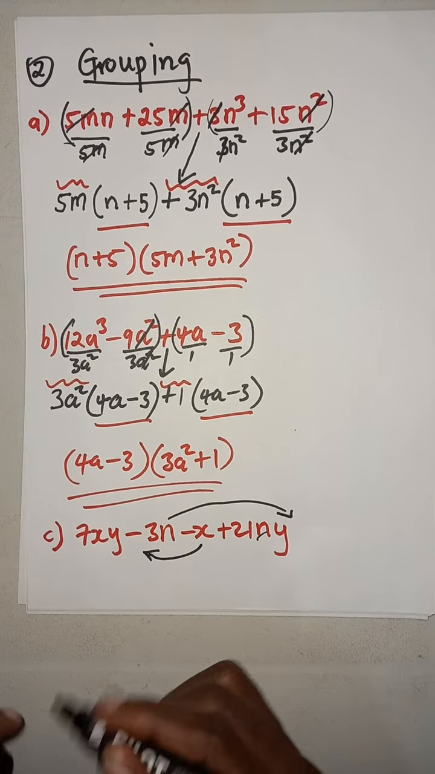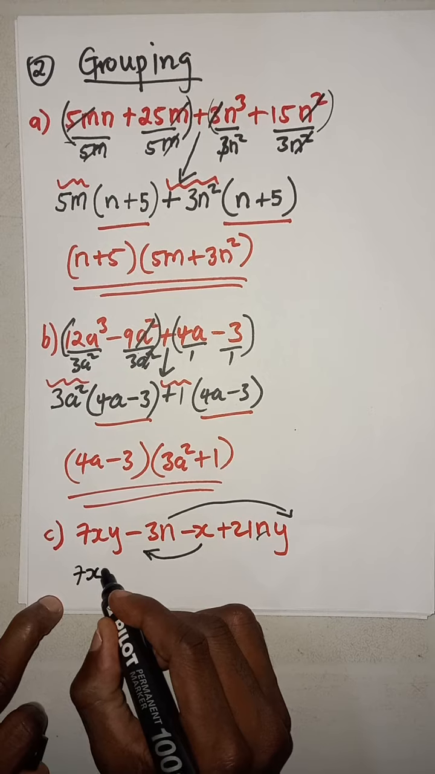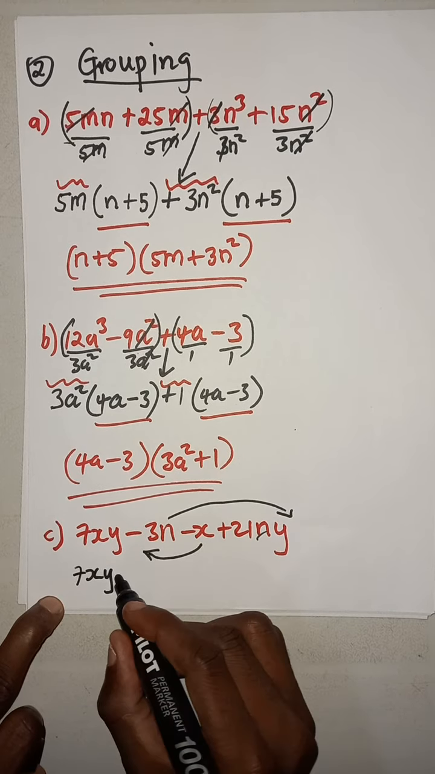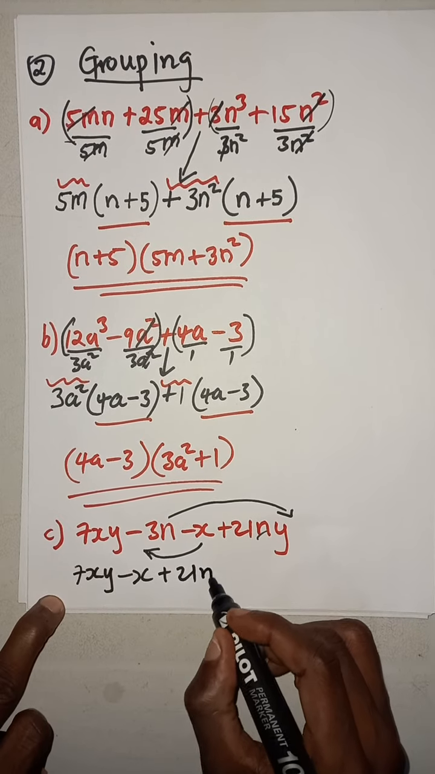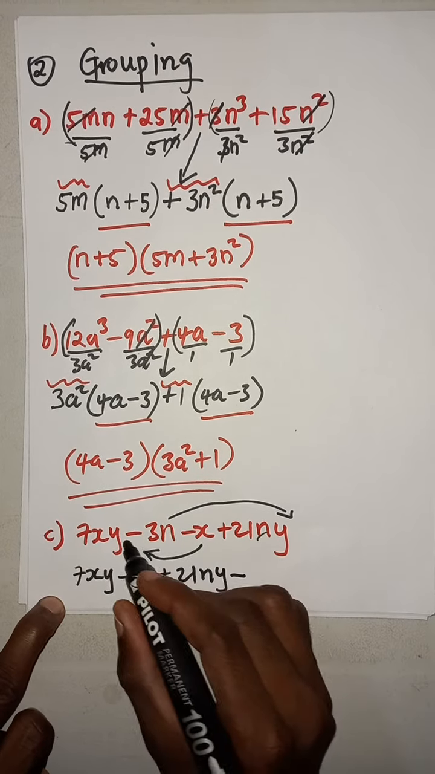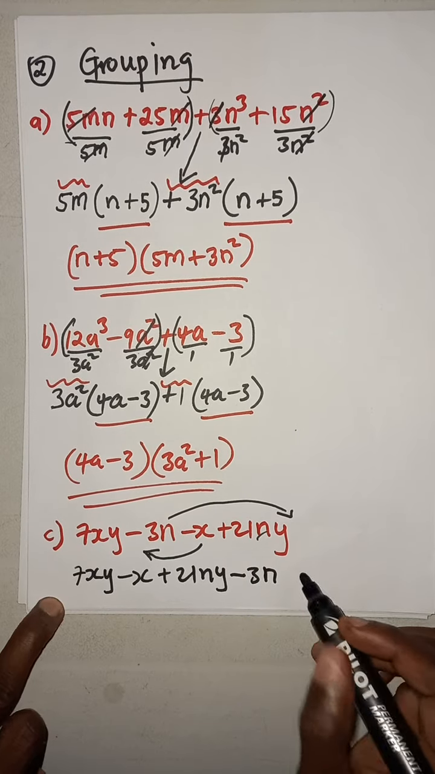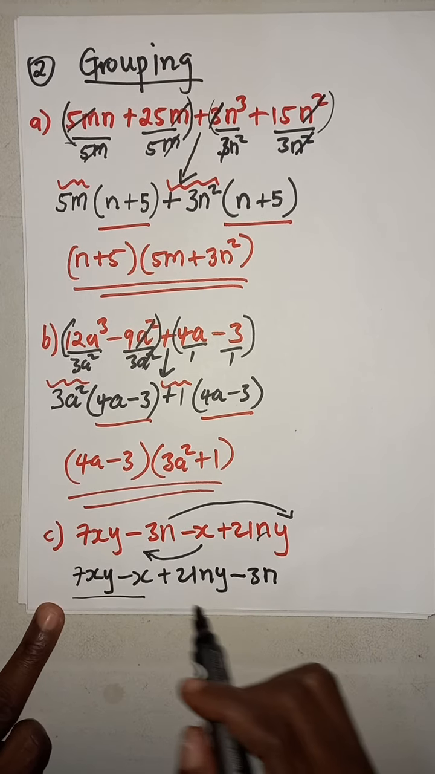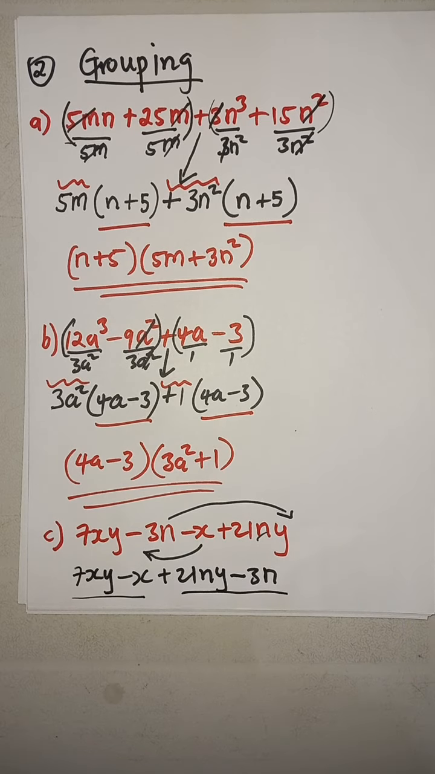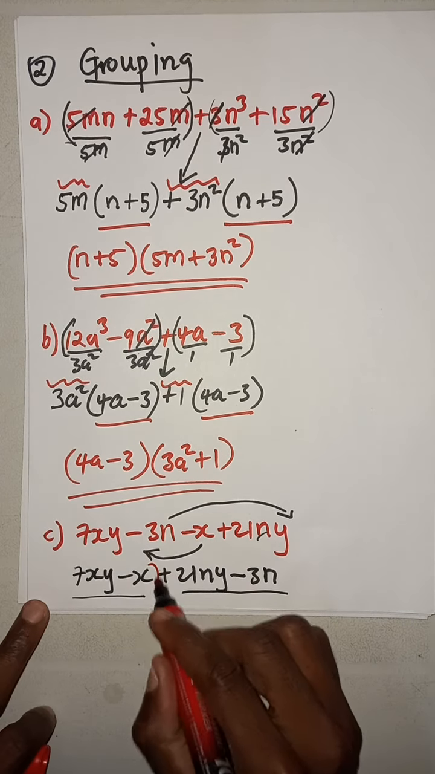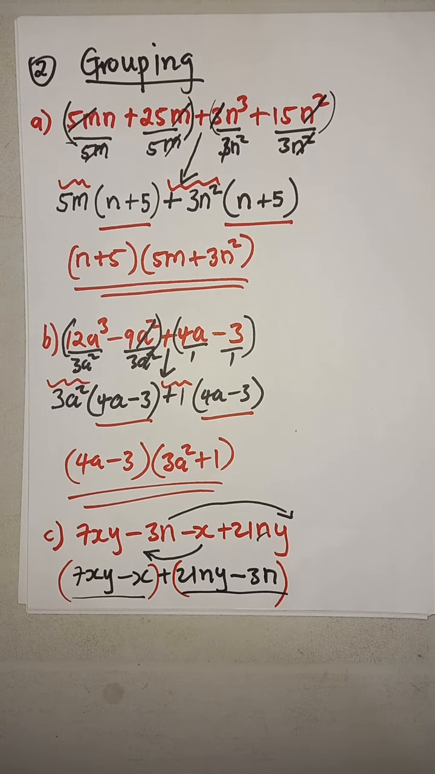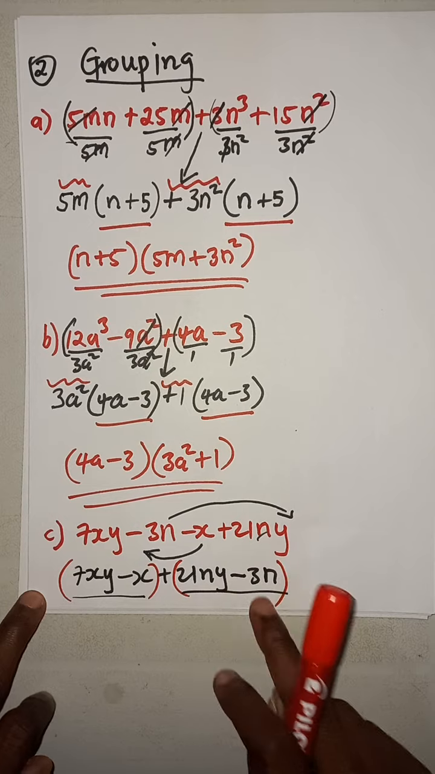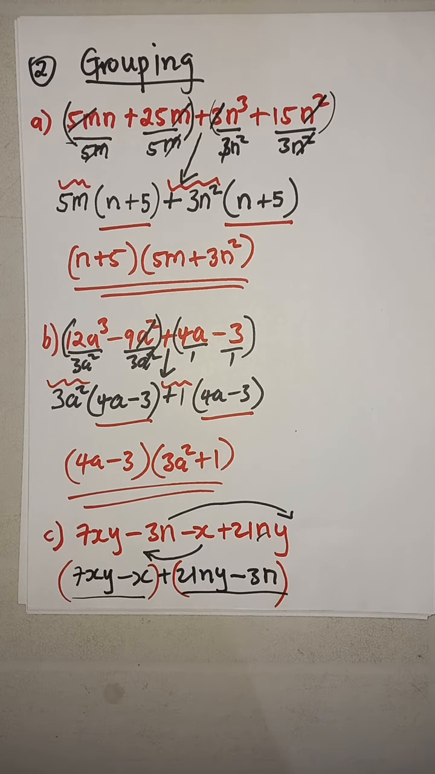So therefore I'm going to have 7xy minus x plus 21ny minus 3n. Now there's something identical in each pair, so I can now group them like this. When I group them like that, I can start factorizing one bracket in the other bracket.